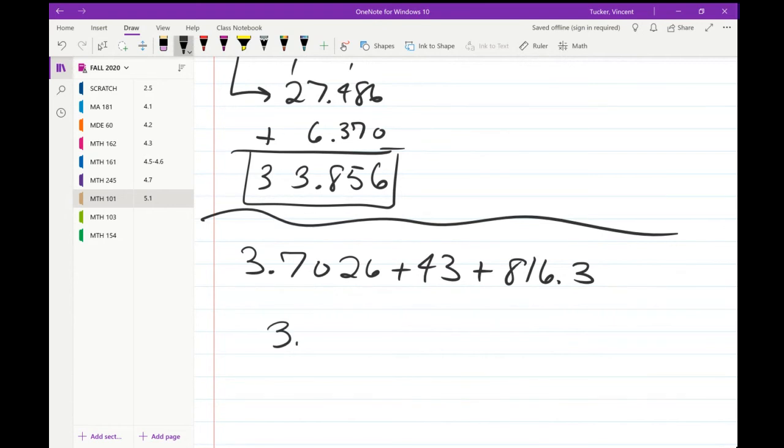All right, next one. Do the same thing and use zeros as placeholders if necessary.